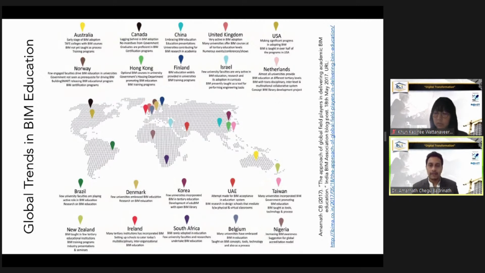Currently, with COVID coming in, even the education system is transforming very fast. There is no other way for them. Everything needs to be done online. And also the BIM implementation is happening at a much faster pace than before.